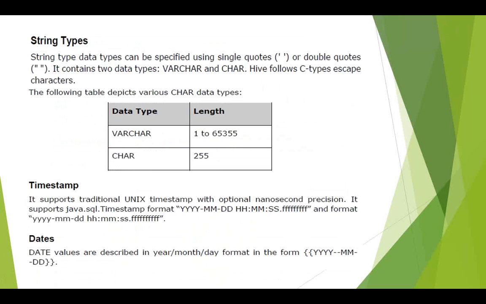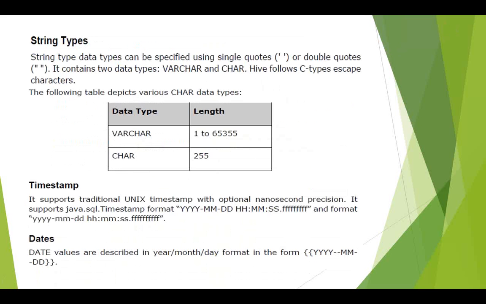Then after the integral type, the second type is known as the string type. This string type is also present in SQL. That is varchar, for variable characters, and its range is given as 1 to 65535, approximately 2 raised to 16. Then the second data type for strings is char, whose maximum range is 255. Next, the third type in the column data types is the timestamp.